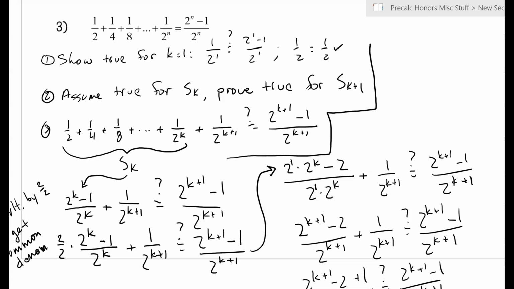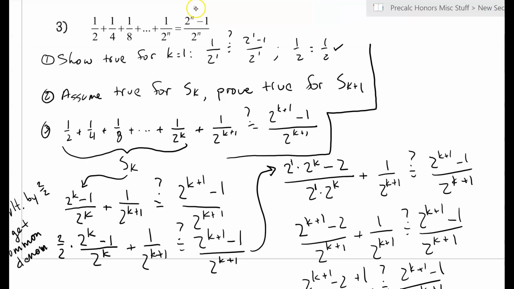I've mentioned this several times, but make sure you don't forget these first two steps. It's an important part of an inductive proof, the structure of it. All right, then number 2, we're going to assume that S sub k is true, and then we're going to prove it true for S sub k plus 1. So we're going to assume that the sum up through some value k is true. Then we're going to prove it true if we add one more term. So don't forget this part here.